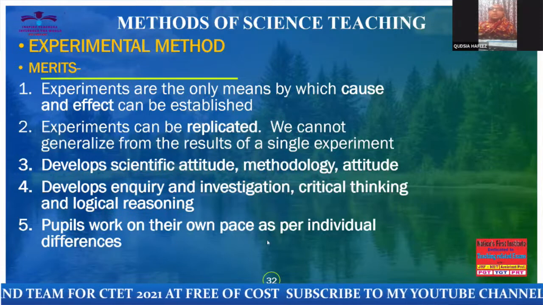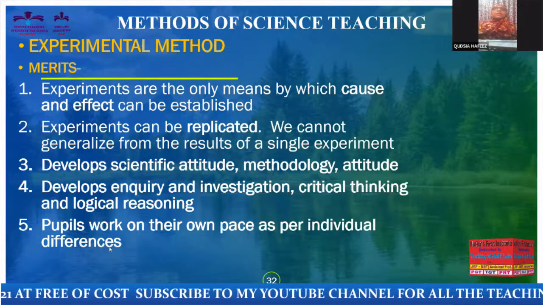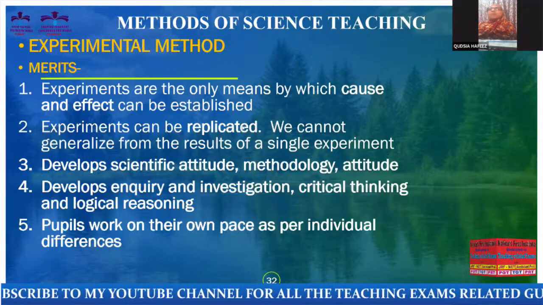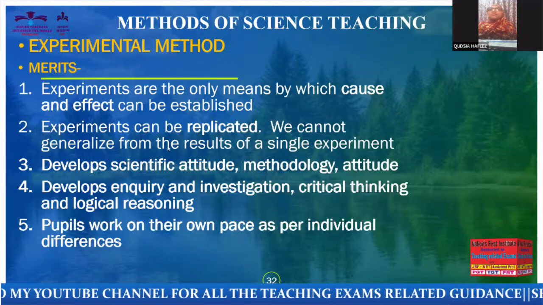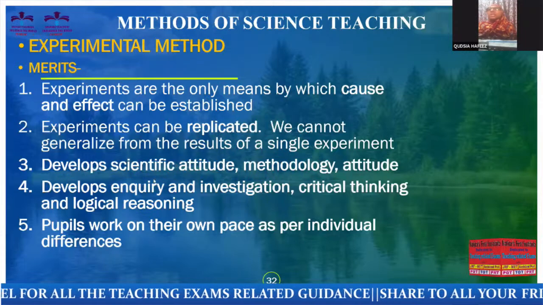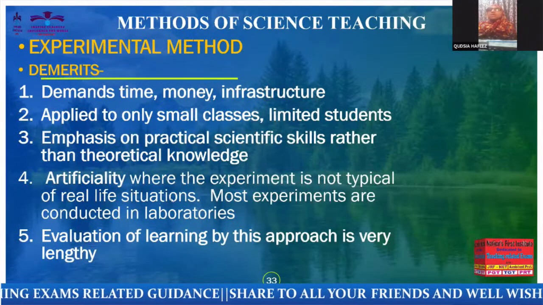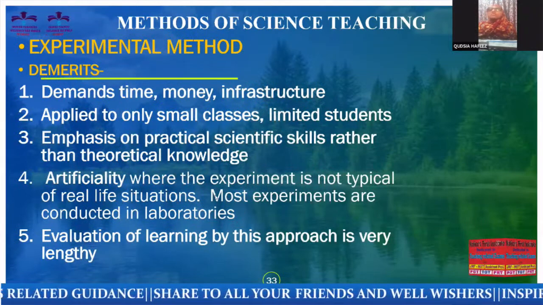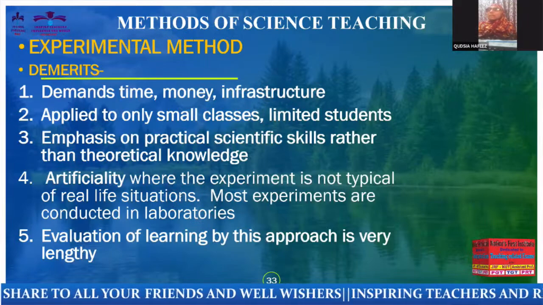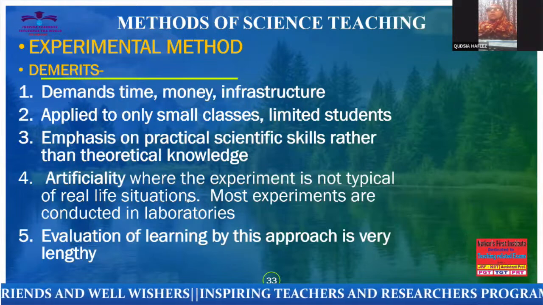Pupils work at their own pace as per individual differences. Demerits are that it takes time, money, and infrastructure. It can be applied only to small classes and limited students. It emphasizes practical scientific skills rather than theoretical knowledge. Artificiality is there because the experiments are not typically conducted in real life situations. Some experiments, not all, basically the science experiments, are mostly conducted in the laboratories and not in the real world.